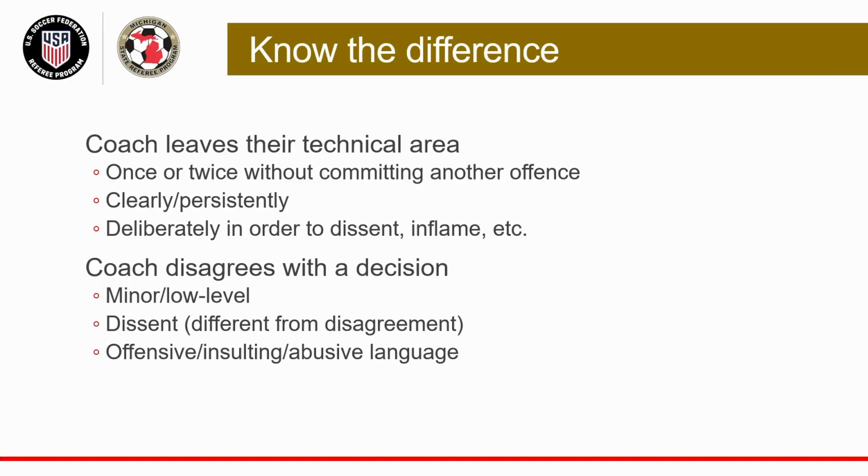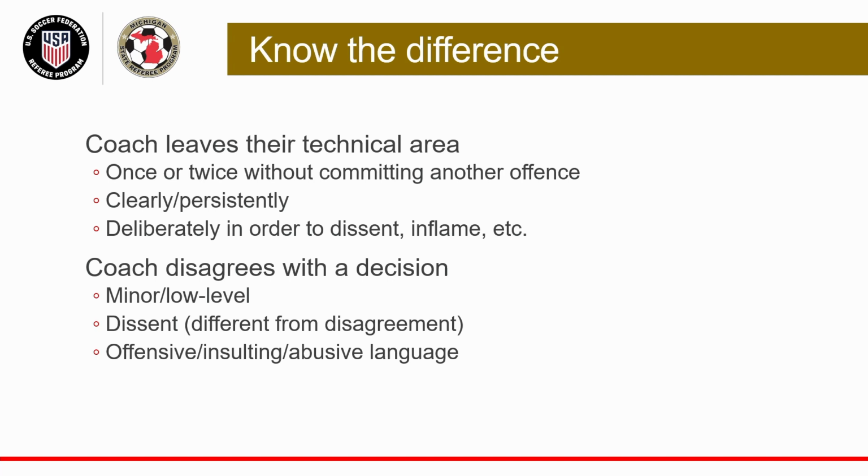A coach leaves their technical area once or twice without committing another offense. By law, this is a warning. But think about it. Sometimes coaches get excited. Some people's voice travels really well across the field. Some people's voice just doesn't. So the coach really gets excited. He or she wants to talk to their player, and then without knowing, they may be outside the technical area. First offense, do you really give a warning? Maybe not. But when you have clearly leaving the technical area or persistently leaving the technical area, then that's a whole different story. You may have to issue a caution there.